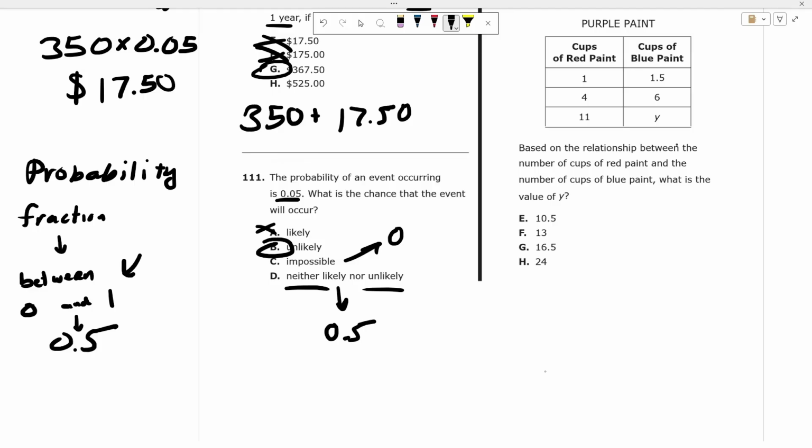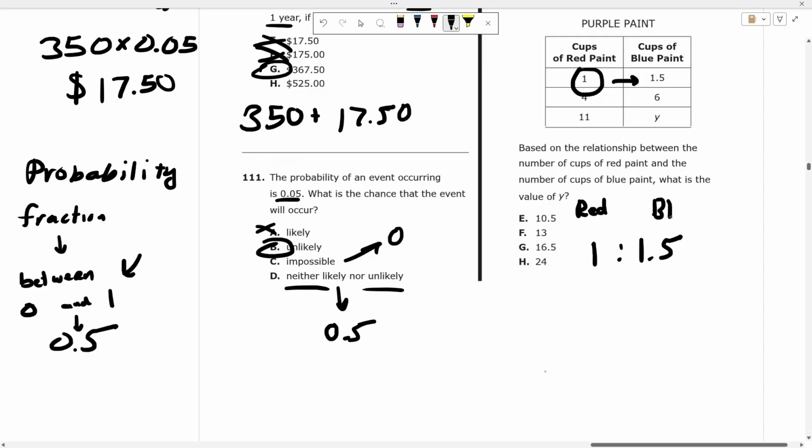Find the ratio. If we know that 1 cup of red paint is equal to 1.5 cups of blue paint, we have 1 cup of red is equal to 1.5 cups of blue, and I have 11 cups of red. How can I go from 1 to 11? Well, I multiply by 11. How can I go from 1.5 to x?